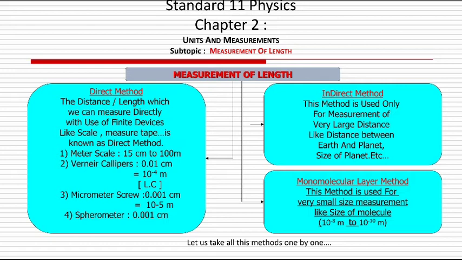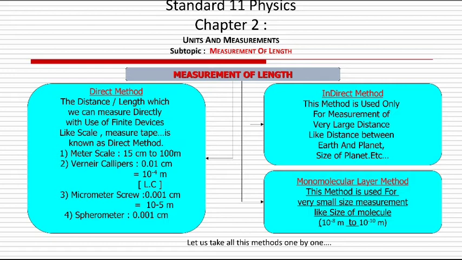Suppose we take the meter scale, then the meter scale range we take as 15 centimeter to 100 meter. Second, vernier calipers. Through vernier calipers we can measure up to 10 raised to minus 4 meter, 0.01 centimeter. If we take the micrometer screw, its least count is 0.001 centimeter or 10 raised to minus 5 meter. So with the micrometer screw, we can measure the diameter of a small sphere as well as the diameter of a small wire.